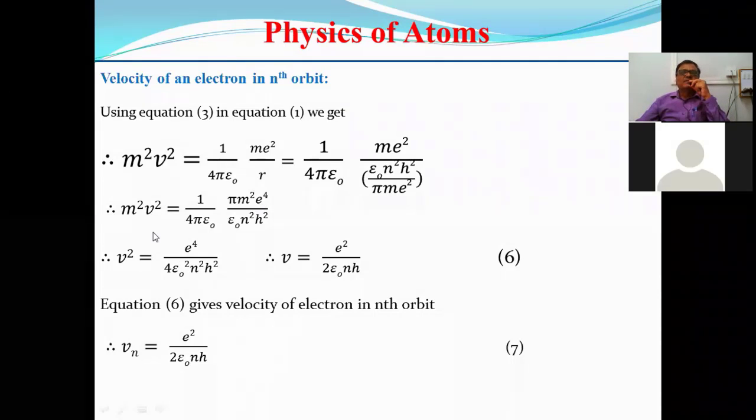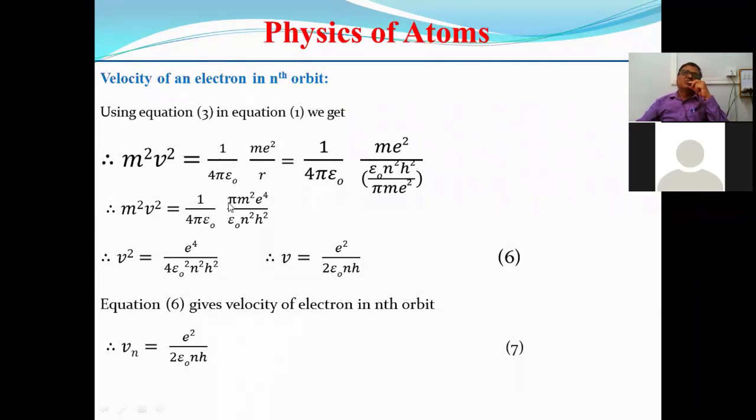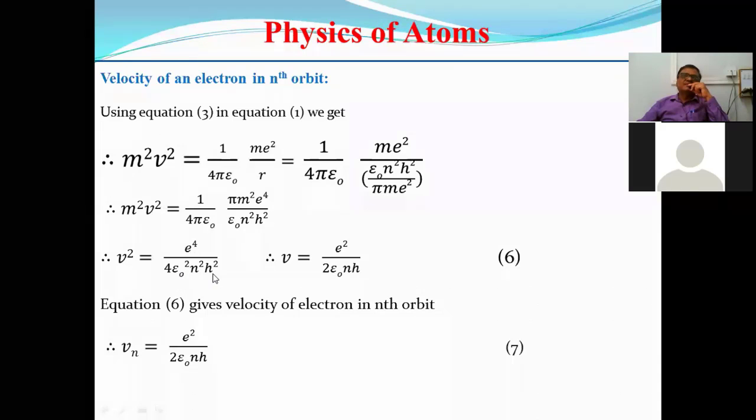Okay, m square v square is equal to 1 upon 4 pi epsilon 0 into pi m e square e raised to 4 upon epsilon 0 n square h square. Therefore, v square is equal to... some terms are the same, pi and pi will cancel, epsilon 0 and epsilon 0 cancel, leaving epsilon 0 square n square h square. That is, v square is equal to e raised to 4 upon 4 epsilon 0 square n square h square. Therefore, v is equal to e square upon twice epsilon 0 nh.